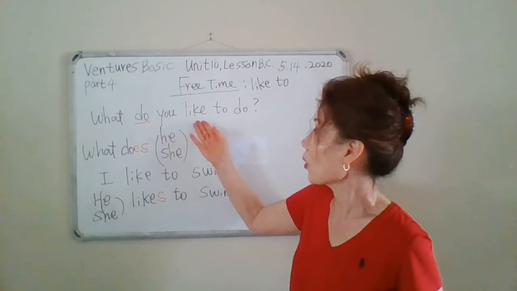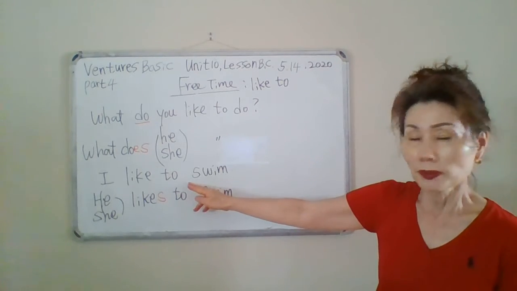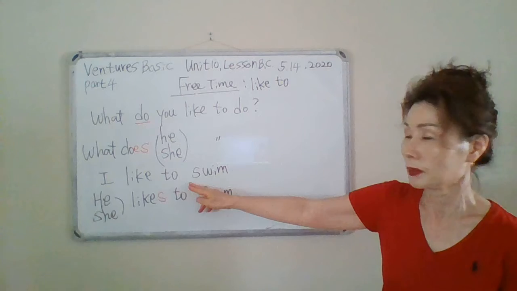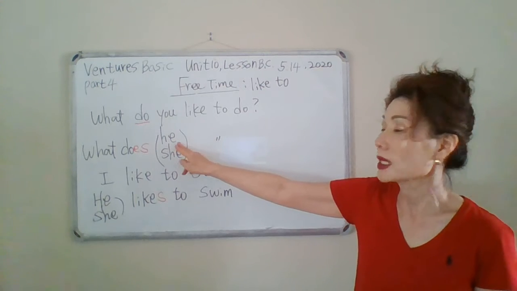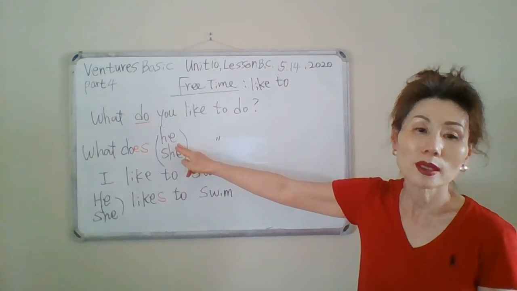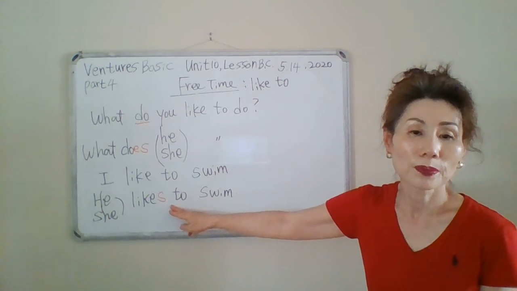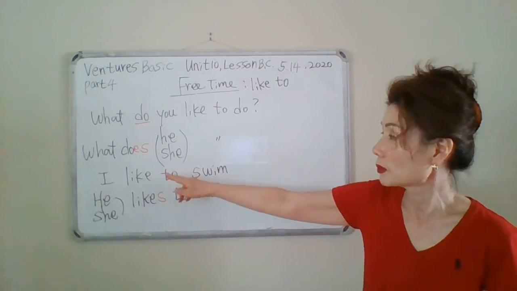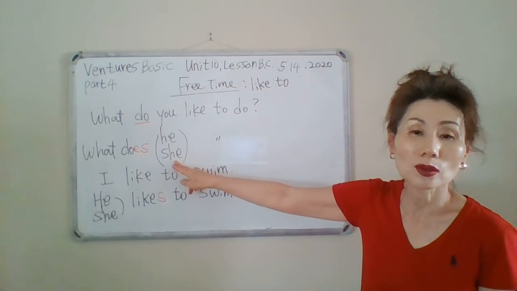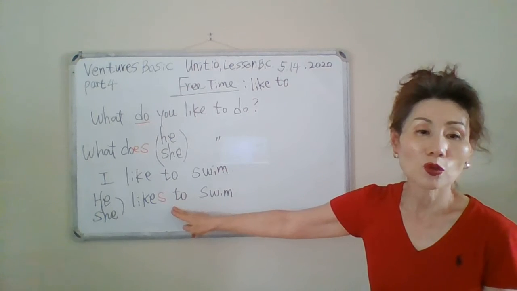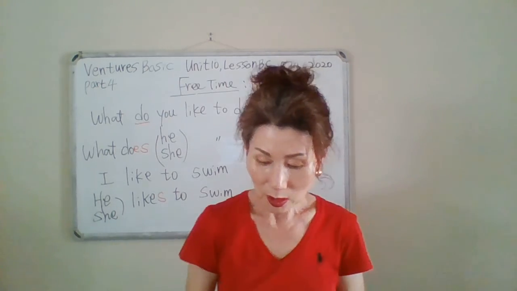Okay, repeat after me. What do you like to do? I like to swim. What does he like to do? He likes to swim. What does she like to do? She likes to swim. Okay? That's what you've learned.